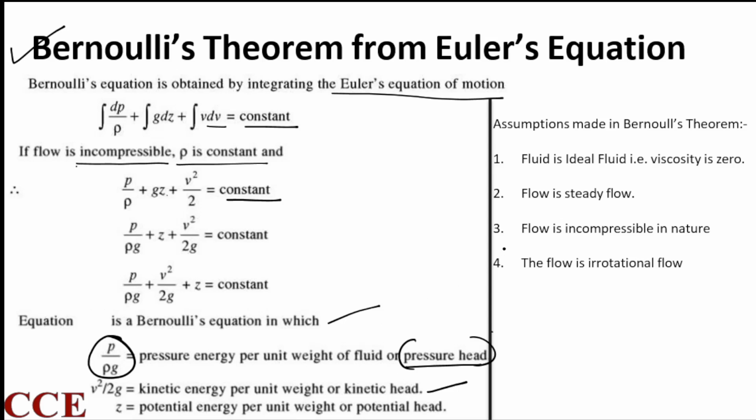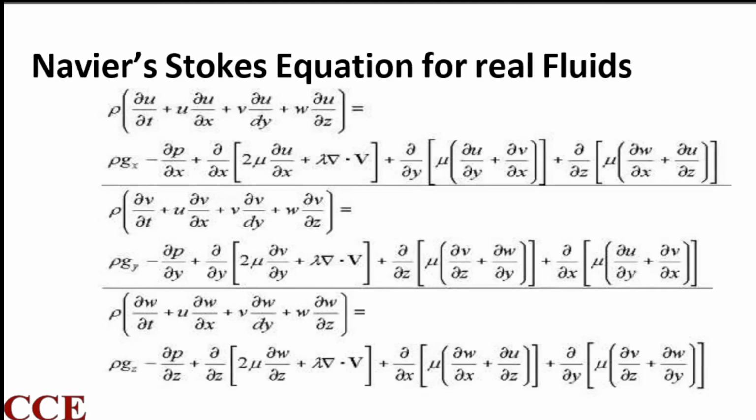Now, if we look at the Bernoulli's equation or Bernoulli's theorem, there are some assumptions. We are talking about ideal fluid, so viscosity is zero. We are talking about steady flow, incompressible flow and irrotational flow. Now, next is the Navier-Stokes equation for real fluids.